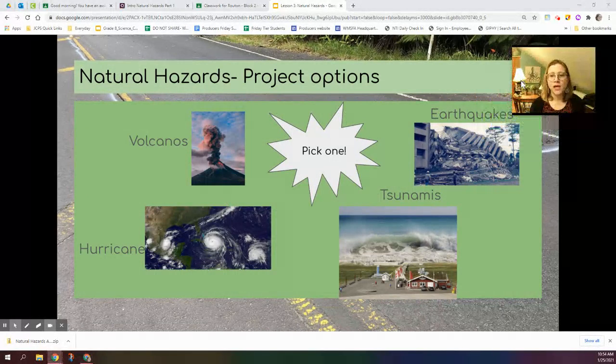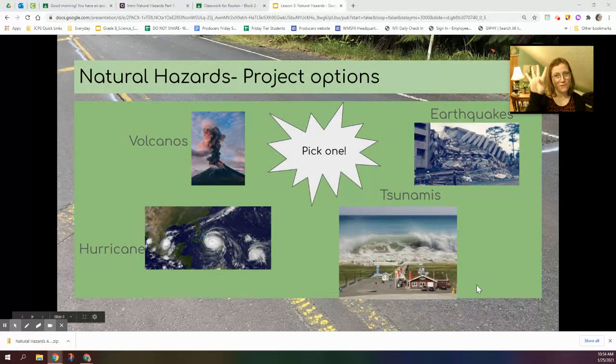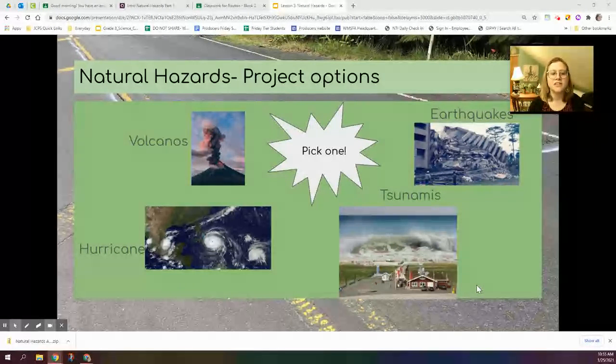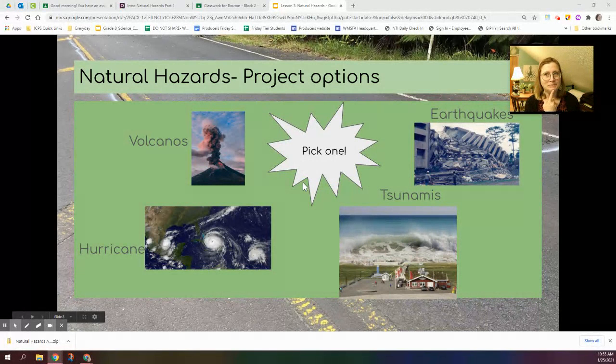You will have several choices, 4: volcanoes, earthquakes, hurricanes, or tsunami. We are focusing on these 4 because there are tons of data that we can look at and support what we're learning in class. So choose which one you think is most interesting. Take a second. Okay, we're going to move on.